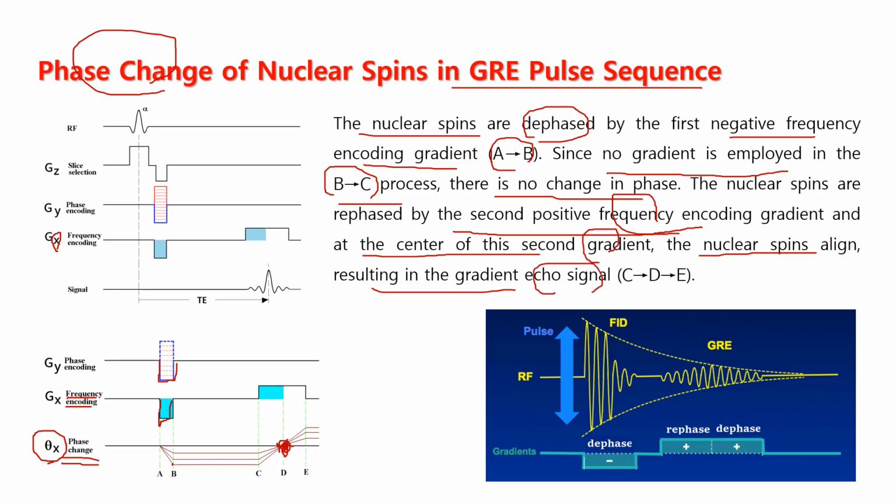So at this center of this second frequency encoding gradient, the signal has its maximum, and at this point C, the echo signal appears, and after this point E, the echo signal disappears. So between C and E, we have the echo signal.